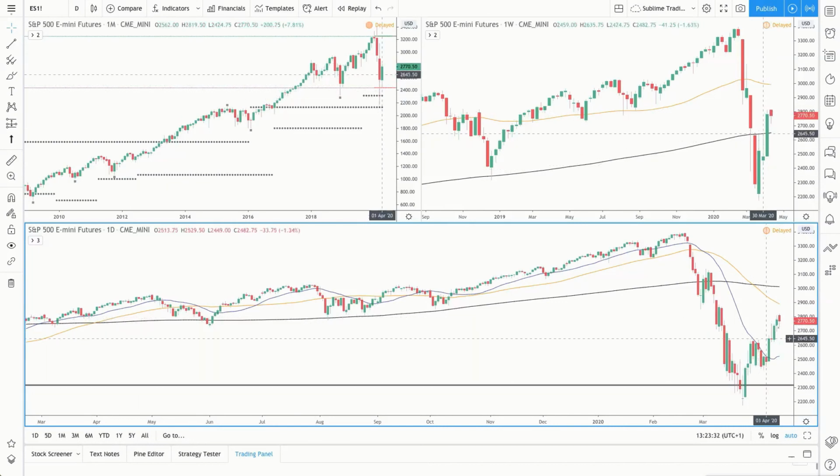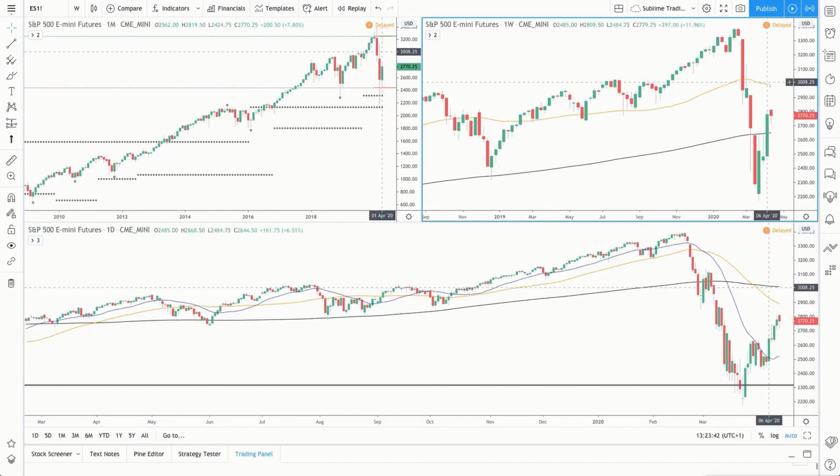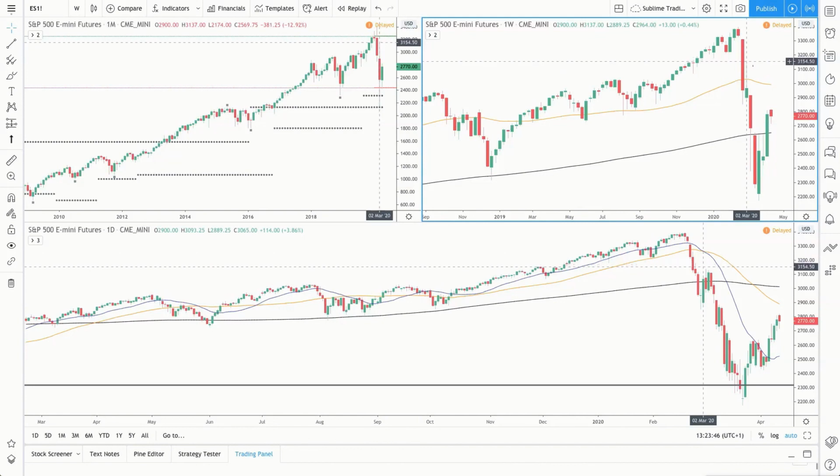Overall though, we're seeing a bit of bullishness coming. If the 50 and the 200 simple moving average are cleared, and the 50 simple moving average and the 3,000 round number on the weekly time frame, then we could potentially start seeing strength back to the all-time high. So that's the analysis for today, guys.